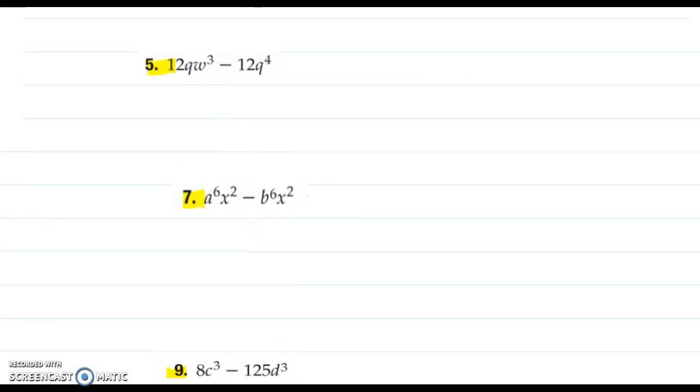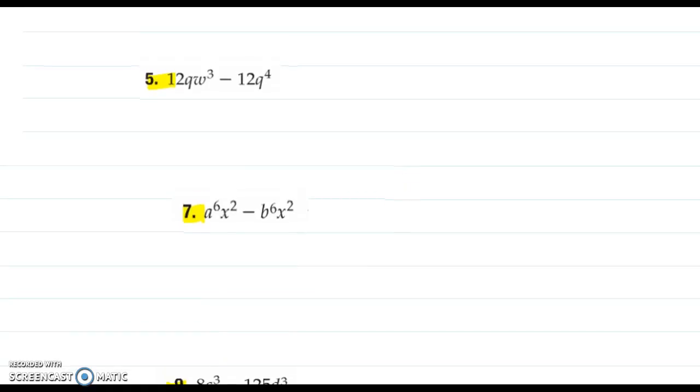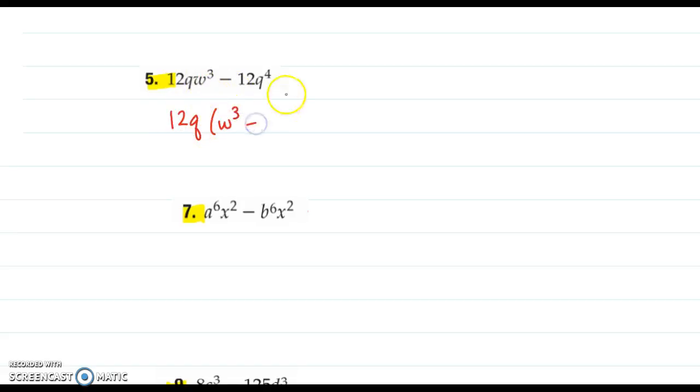And remember, on this video, you can press pause at any time if you need to stop and work something, or you can fast forward and skip to a problem that you have questions about. All right, so first question, is there a GCF? Yes, there is. We can pull out a 12q. And that leaves w cubed minus, if I pull out a 12, q cubed, right? So the 12q is going to be hanging out to the front. And then I notice that is a perfect cube, and that is a perfect cube, and they're being subtracted. So I have a difference of cubes.